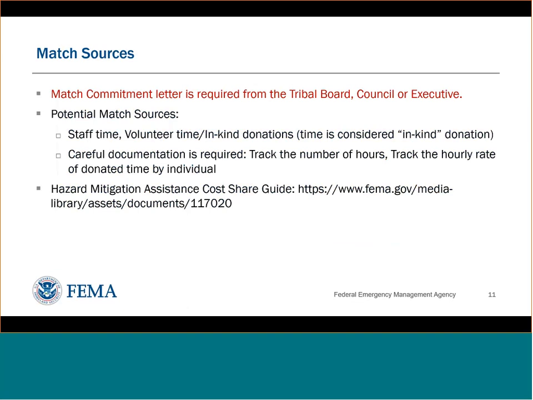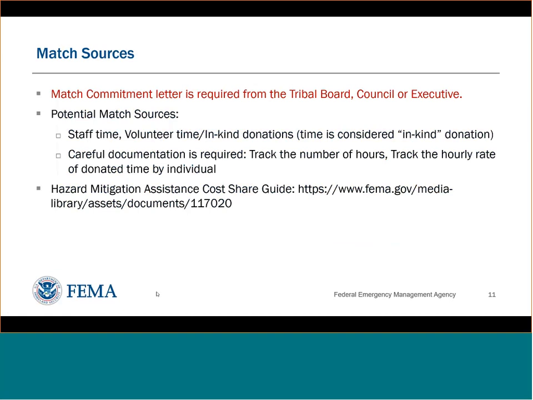So match. You might be thinking, okay, what type of match sources can I start looking at for this grant? First and foremost, in our applications, we do require a match commitment letter. This can be from your tribal council, the tribal board, perhaps the president, or a tribal executive. This is just to confirm that the tribe is committing to meet the match of the grant.